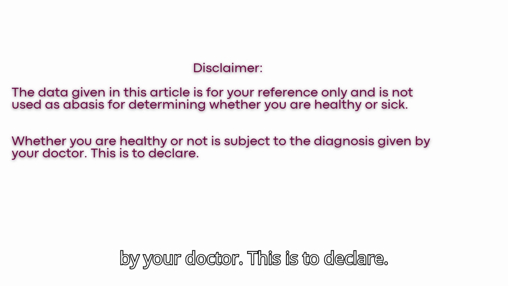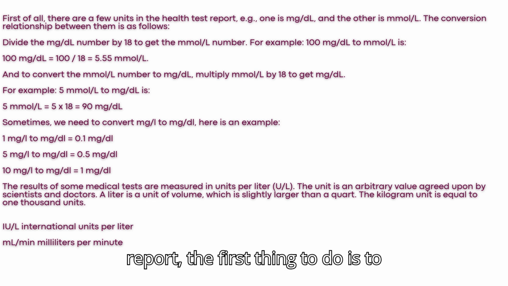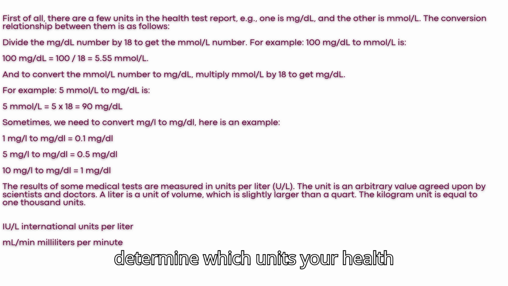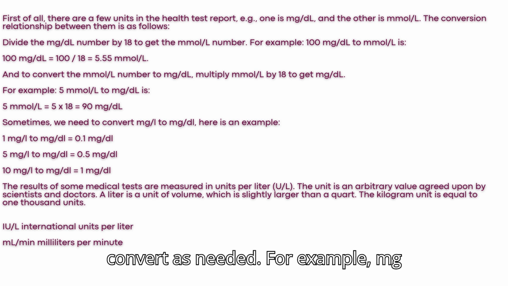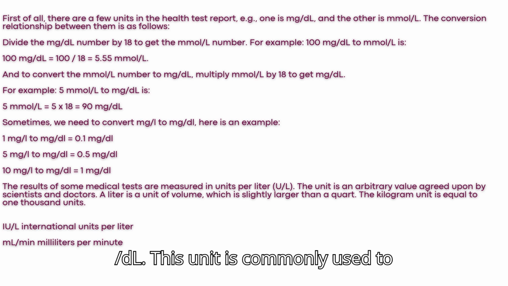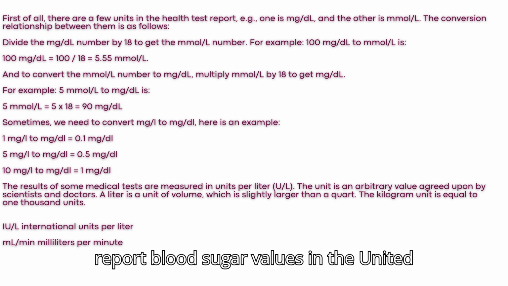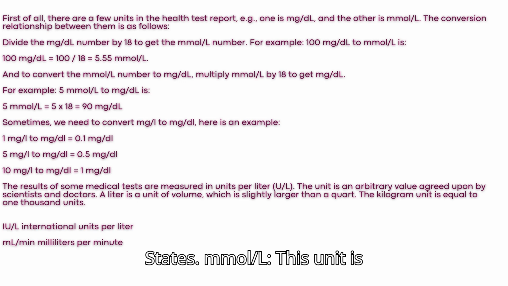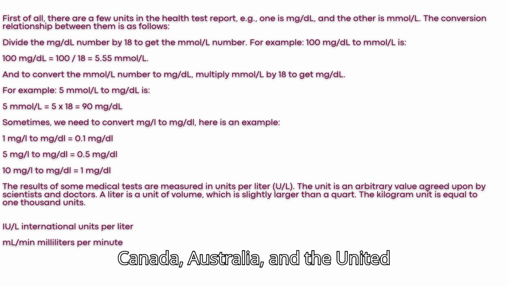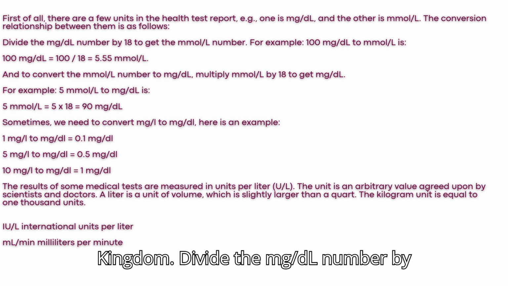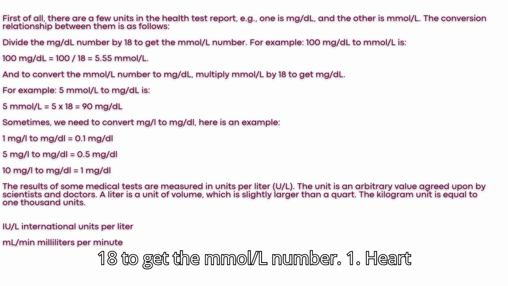This is to declare: when reading your physical examination report, the first thing to do is to determine which units your physical examination report uses. Then convert as needed. For example, mg/dl, this unit is commonly used to report blood sugar values in the United States. Mol/L, this unit is the standard in many countries, including Canada, Australia, and the United Kingdom. Divide the mg/dl number by 18 to get the mol/L number.